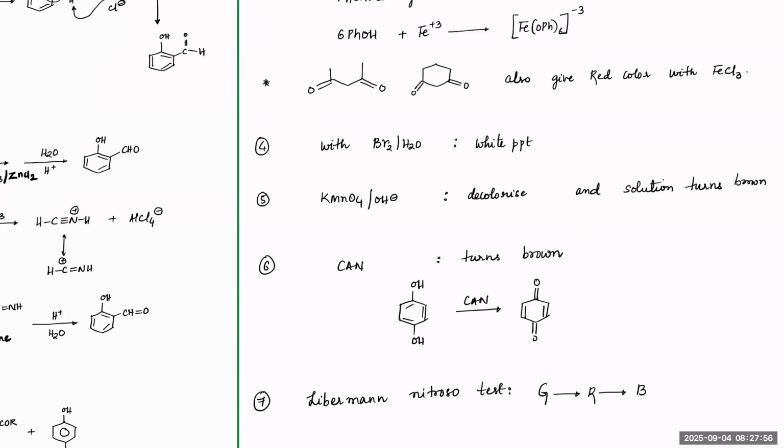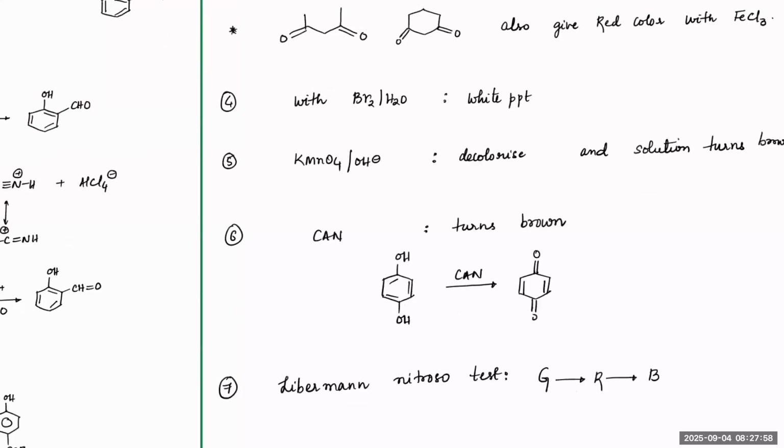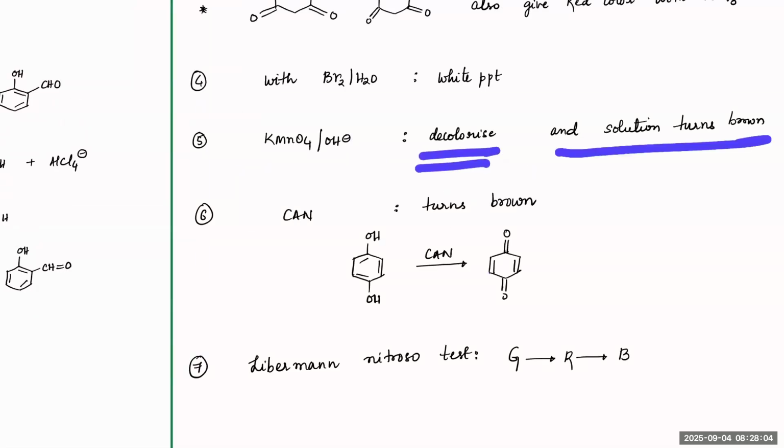2,4,6-tribromophenol. Next, with KMnO4 in basic medium, it will get decolorized and the solution turns brown. That is because of the formation of quinone. This one will become benzoquinone. Correct? Because of this benzoquinone formation, it will turn into brown color. Clear, beta? Yes, sir.